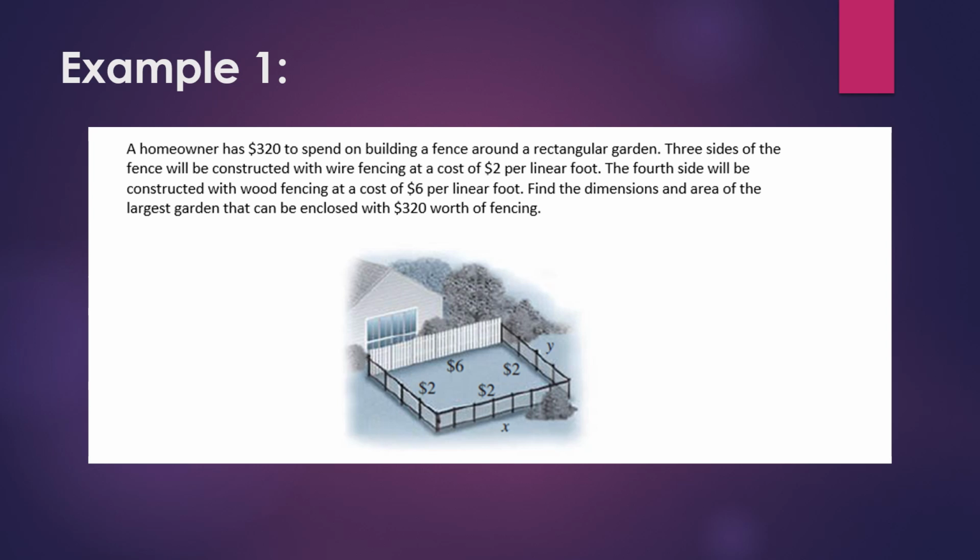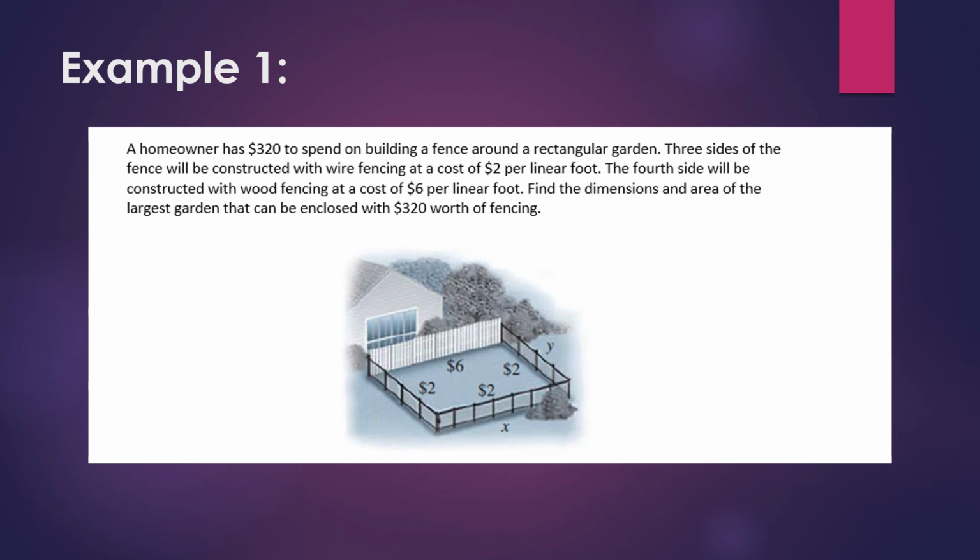So it says that a homeowner has $320 to spend on building a fence in a rectangular garden. They say that three sides of the fence will be constructed with wire fencing, which is going to cost them $2 per linear foot. And the fourth side will be constructed with a wooden fence, which will cost $6 per linear foot. And it says find the dimensions and the area of the largest garden that can be enclosed with $320 worth of fencing.